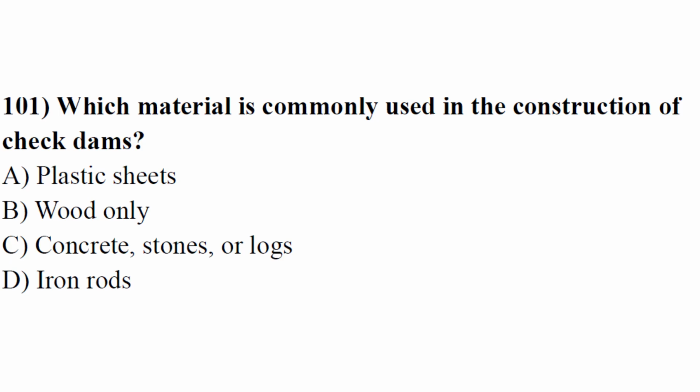101. Which material is commonly used in the construction of check dams? A. Plastic sheets. B. Wood only. C. Concrete, stones, or logs. D. Iron rods. Answer: C. Concrete, stones, or logs.